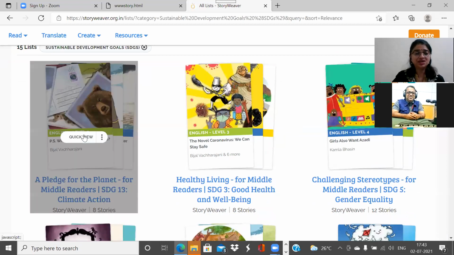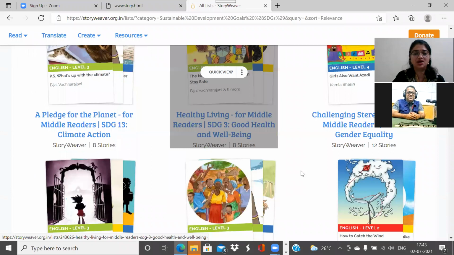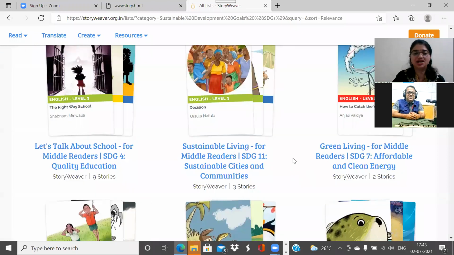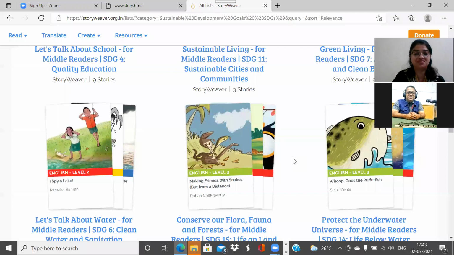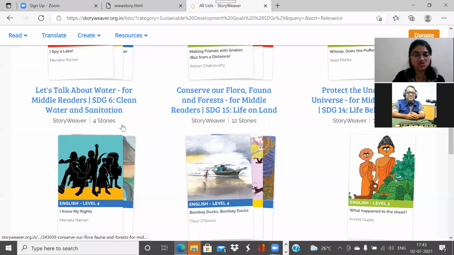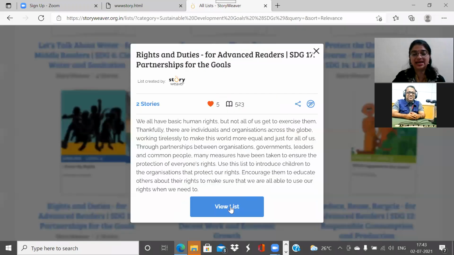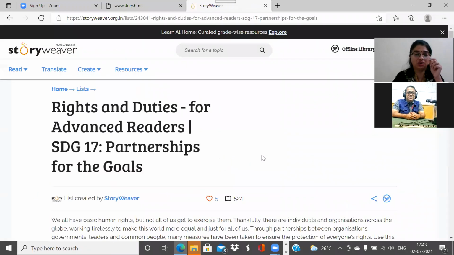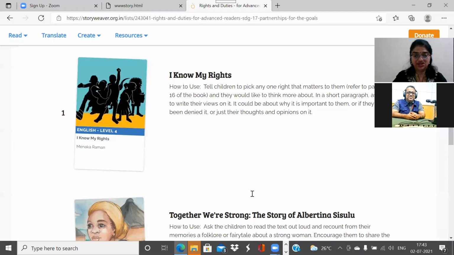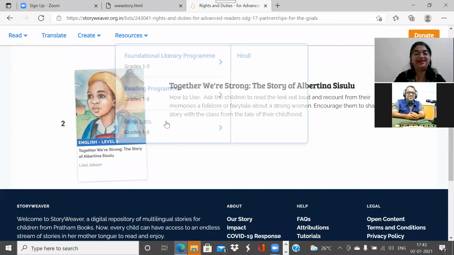For example, few stories are there related to SDG 13 for climate action, good health and well-being, gender equality. So as you scroll down, it is a vast storehouse of knowledge and information, and wonderful illustrations are given over here, which you can take in your class. See, each particular one has got 12 stories, four stories, all these things. If you click over here, you can see all the stories under that particular goal. See, they have explained also, and I know my rights. Together we are strong. The story of Albertina Sisulu. So real-time stories also they have taken and they have kept it over here.